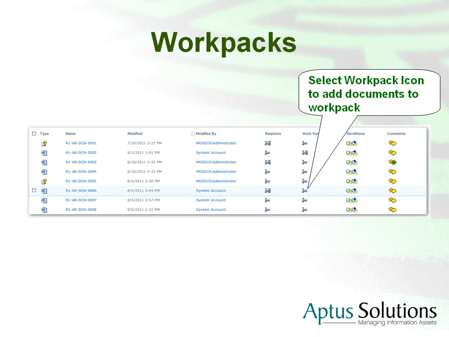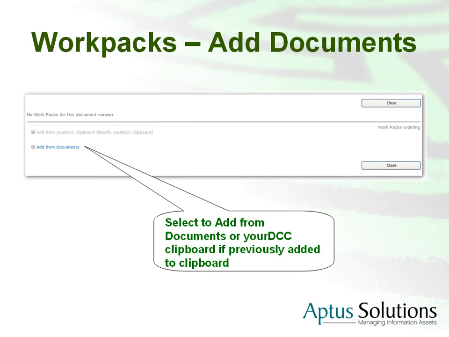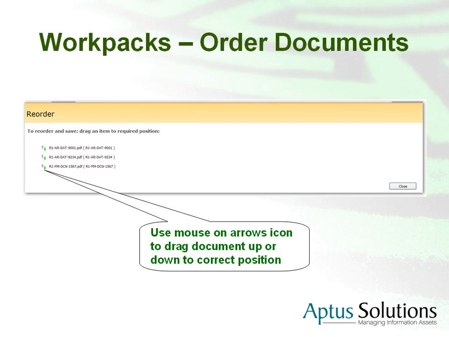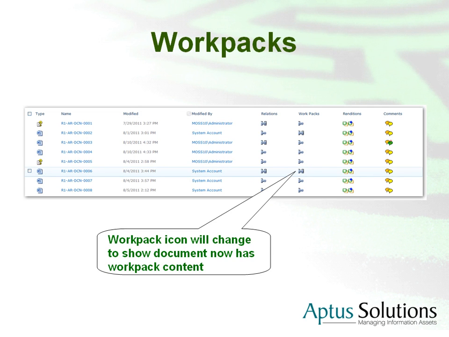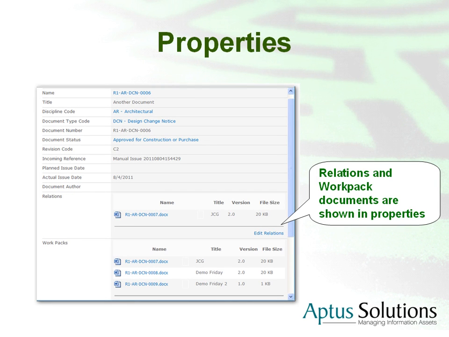We select the work pack icon, similar to relations, to add the documents to the work pack. Similarly, again, add from the clipboard or from the register. But this time we can actually order the contents. So if the contents are out of position, you can use the mouse to drag the document into the correct position. And the work pack icon will change to show that the document now has content. And if you look at the properties of a document, you can see that the relations and the work packs are now shown in the properties.